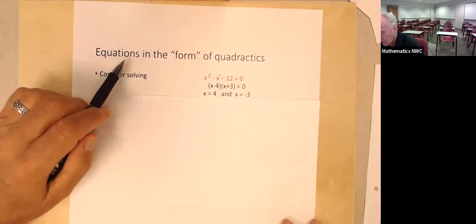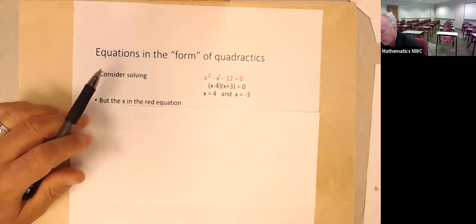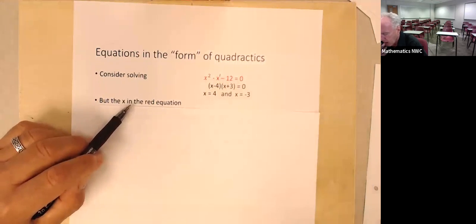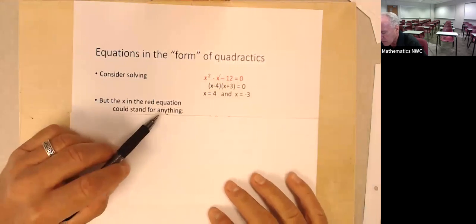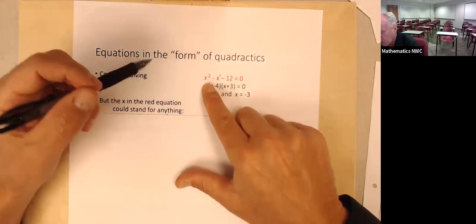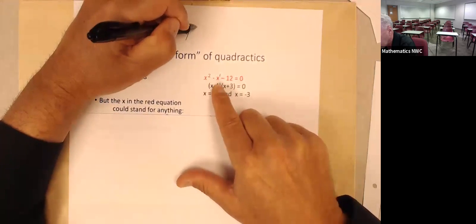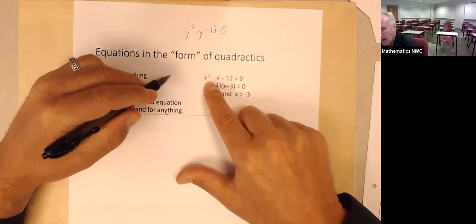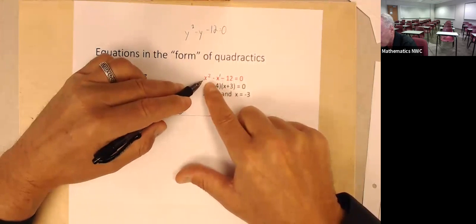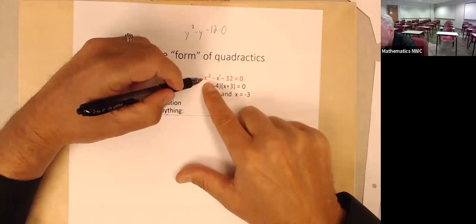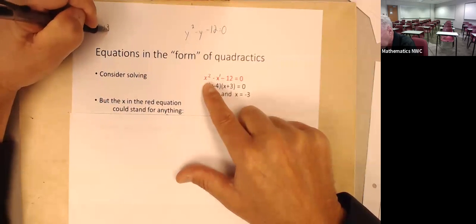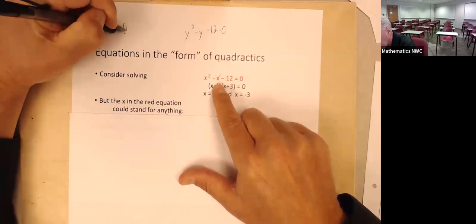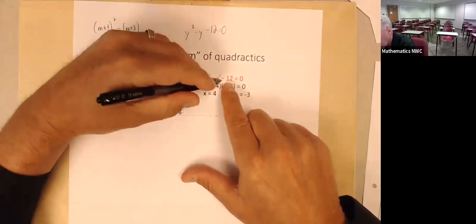But here's now where I'm going to be looking at the form of the quadratic. This x that we have in red right here, in the red equation, could stand for anything. I could put y in there, minus y, minus 12. Could put a y in there. I could put, though, if I wanted to, I could put m plus 3 in there. m plus 3 squared minus m plus 3 minus 12.